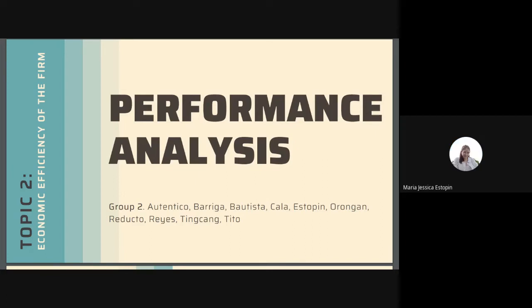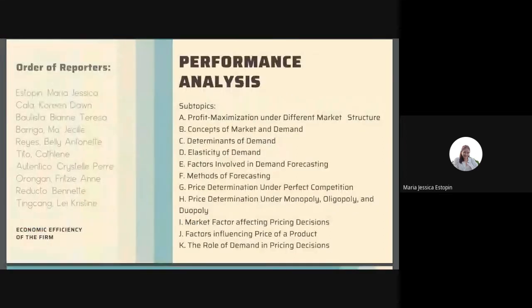We are Group 2, and we are going to talk to you about the economic efficiency of the firm performance analysis.